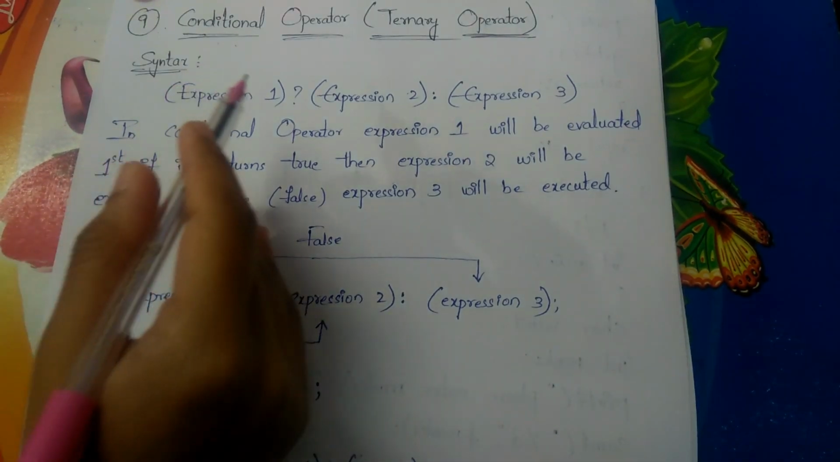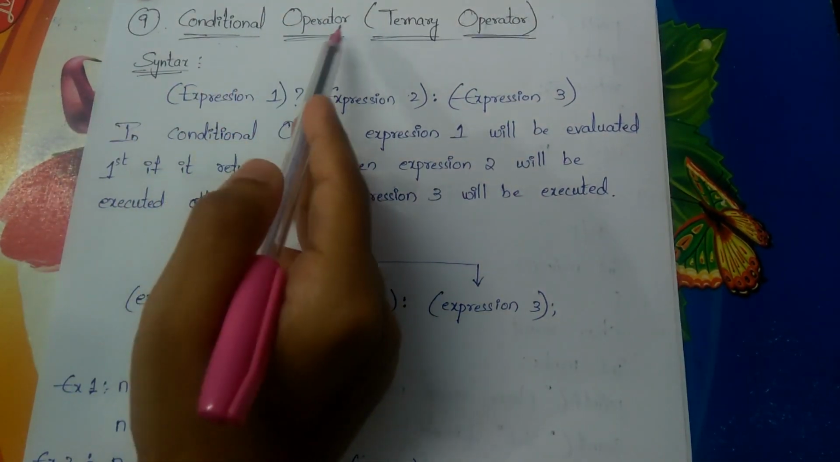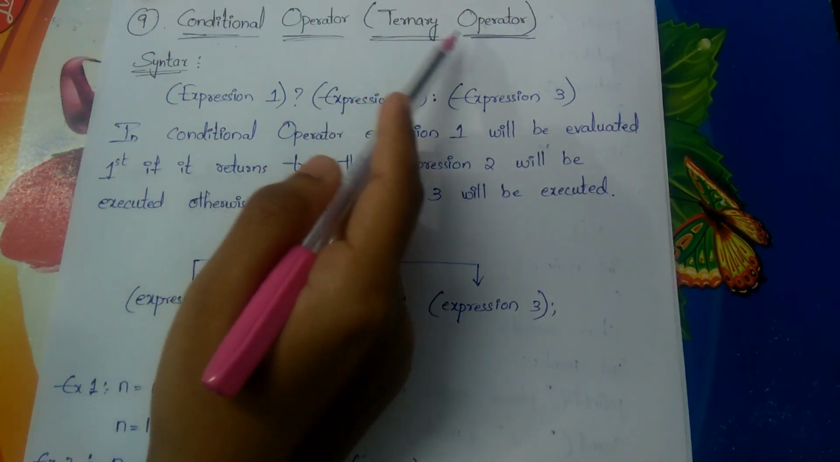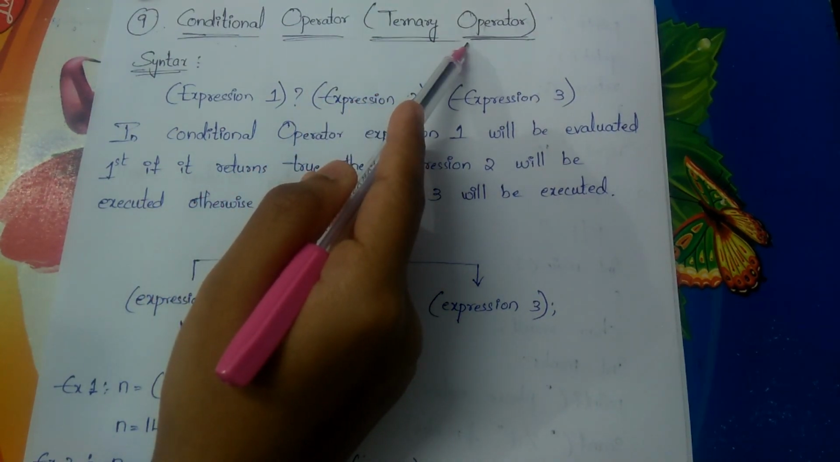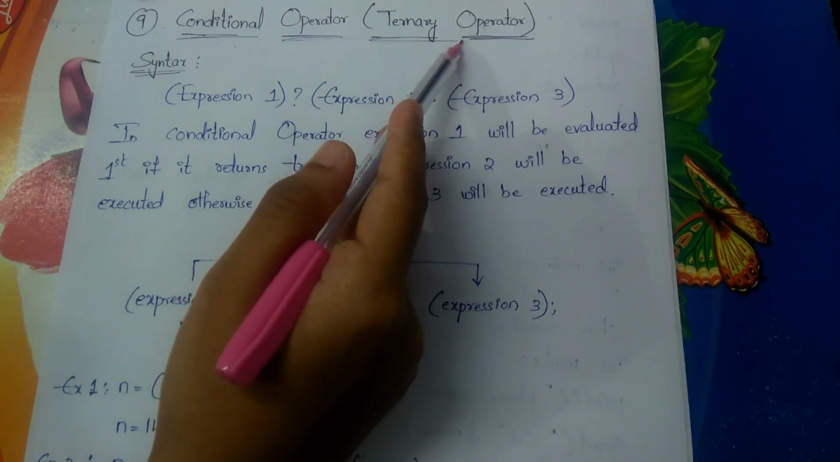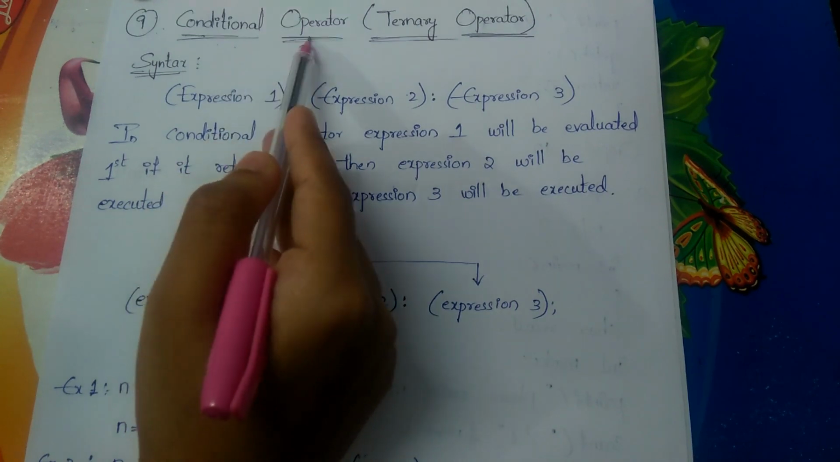Let's see the ninth operator, that is the conditional operator. This conditional operator is also called the ternary operator because it uses three operands. Then we call it a ternary operator. The best example is the conditional operator.